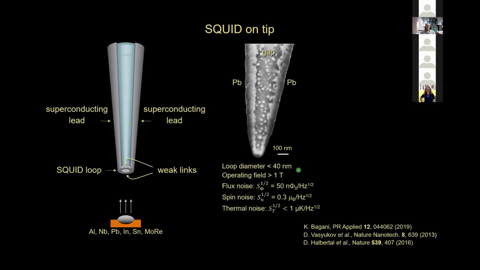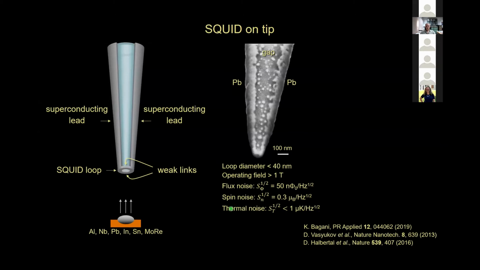These devices can be as small as 40 nanometers. They operate in magnetic fields of about a Tesla. Recently, we developed molybdenum tips that can work up to 5 Tesla. They have extremely low flux noise of about 50 nanophi per square root hertz, which translates into a spin noise of about 1/3 Bohr magneton per square root hertz, which means that we have enough sensitivity to image the magnetic field of a single electron spin.